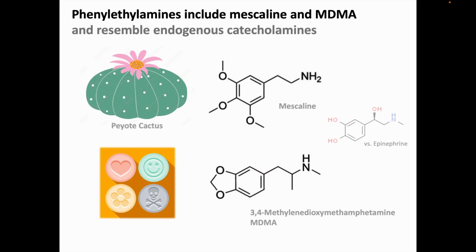The phenylethylamines include mescaline, derived from the peyote cactus, as well as some synthetic hallucinogens like MDMA. In fact, all of the amphetamines are also phenylethylamines, and we can see the close chemical homology they have to endogenous catecholamines, such as the example of epinephrine pictured on the right-hand side. In overdose situations, then, we'd expect to see prominent sympathomimetic effects.